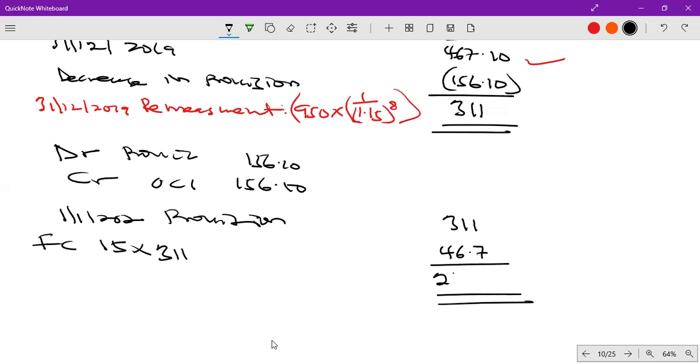264.4. No, the carrying amount is 357. So 358. 357.7. No, I should have added it. All right, so we are done with the calculation.